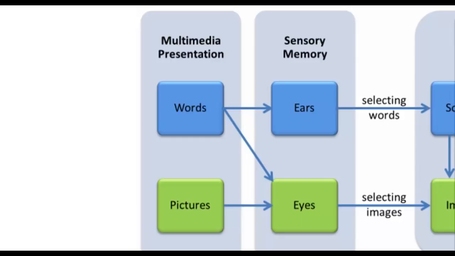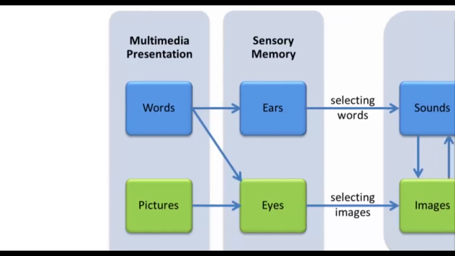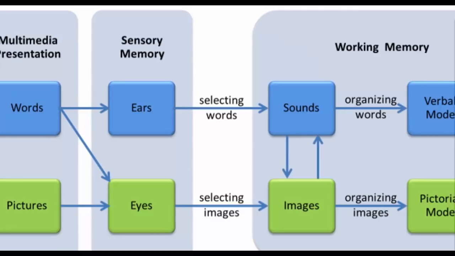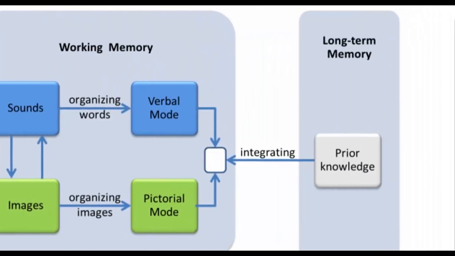In order for a person to learn, they must choose to select or pay attention to words and images. This brings them to the working memory, where the user organizes the information and makes connections with prior knowledge in order to integrate the new information into long-term memory.